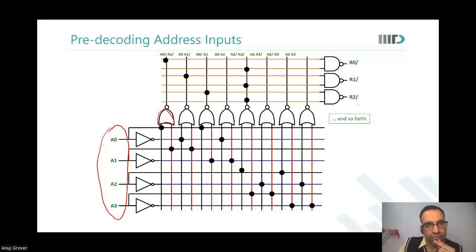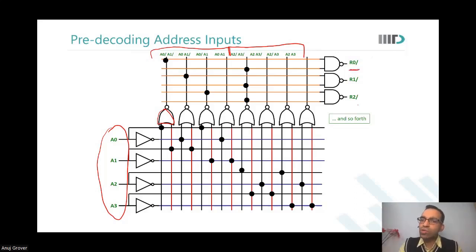And after pre-decoding we have 8 lines. Yes. But there are 4 bits. So maybe it is 2 to 4 pre-decoding, and maybe 2 such pre-decoders. Okay, so we have 2 buses of pre-decoded addresses now. And in the post decoder, we simply merge these 2 buses.